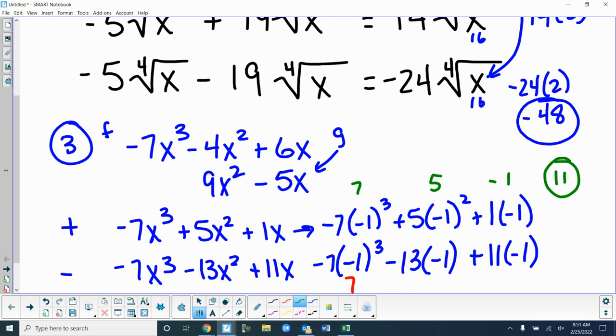So that's the addition one, and you put negative 1 in. The subtraction one, negative 13 times negative 1 is positive 13. And 11 times negative 1 is negative 11. So this is 7 plus 13, 20, minus 11, 9. So there's the two answers there.